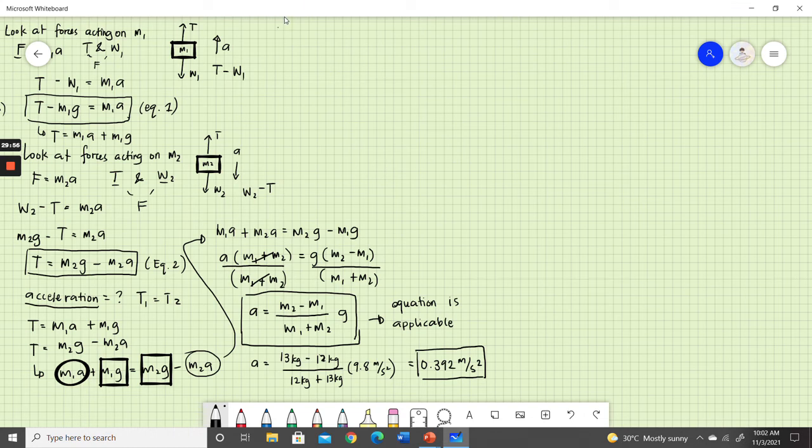Now let's solve for tension. So how can we solve for tension? We have to use the two equations na nakuha natin. So the two equations that we have, equation 1, so we have T is equals to M1A plus M1G. And our equation 2 kanina na nakuha natin is T is equals to M2G minus M2A.